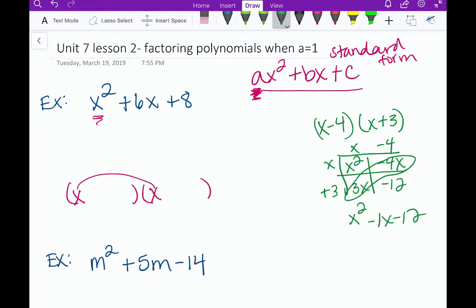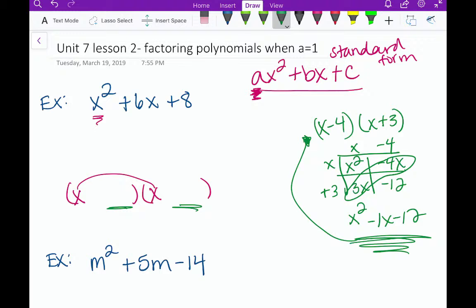So now what we're doing is we're starting with this, and we are working backwards to get our factors. So that's really all we're doing here. So I'm going to show you a really easy way to do that. So like I said, the first thing is if your first term is x squared, then your first terms in the binomials will be x and x. Now we have to figure out what our second term is going to be.